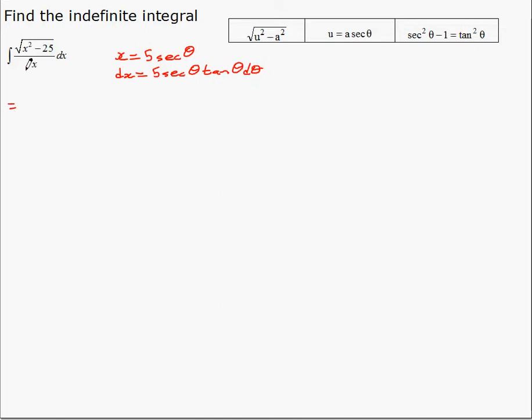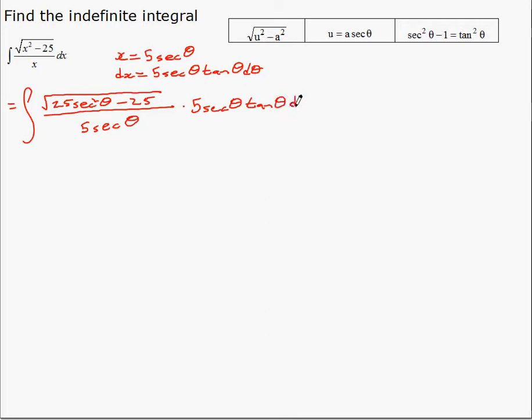And we can go ahead and substitute here. We get the integral of 25 secant squared theta minus 25 all over 5 secant theta times dx, which is 5 secant theta tan theta d theta. Now we just need to simplify and get it to an easier form.